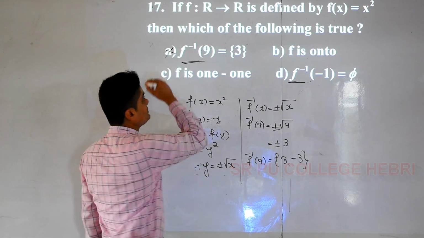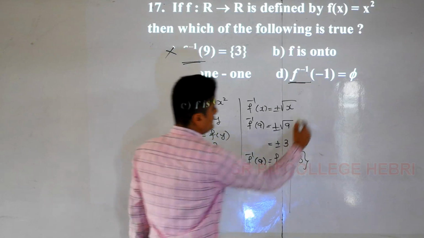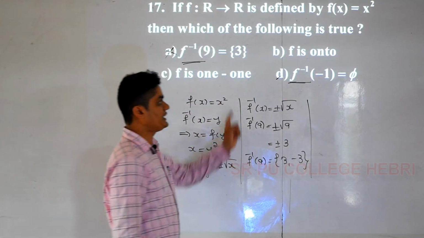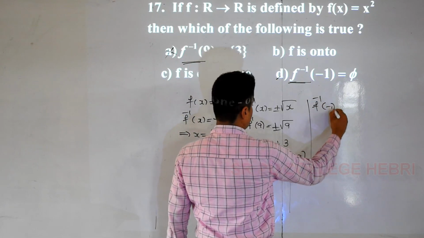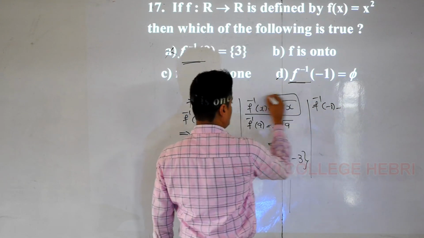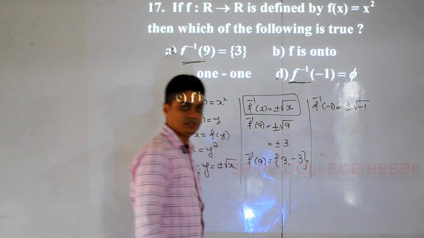So the first statement is not true, that is, false. The first statement does not hold. Okay, next, verify this one. Suppose you get the answer here, then there is no need to verify the other two. F inverse of minus 1, according to this definition, is plus or minus square root of minus 1.